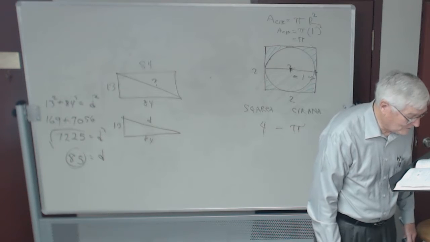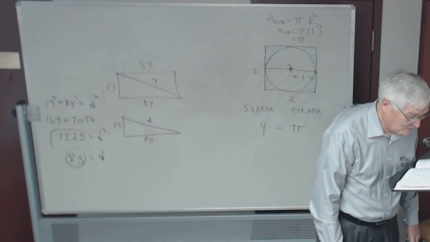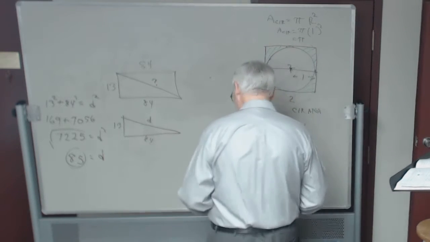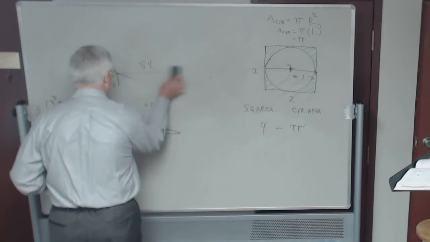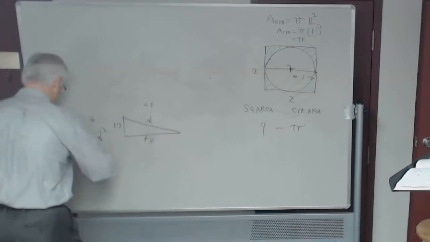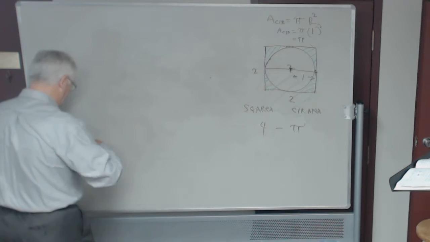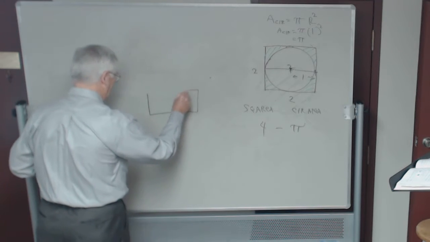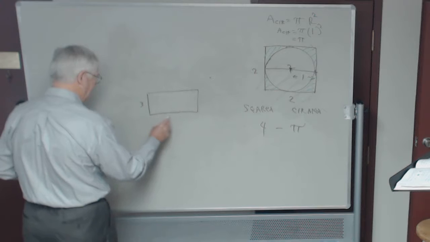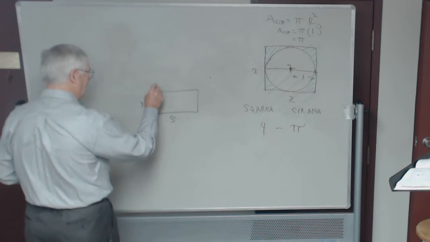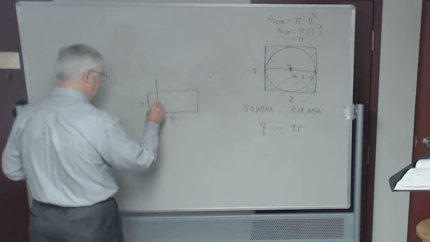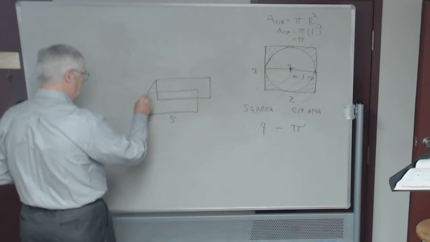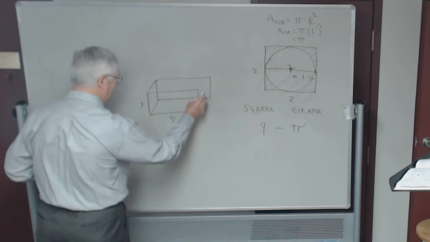Number 17. Find the total surface area of a rectangular box whose base is 3 feet wide and 5 feet long. All right, what do I have here? A rectangular box. The base is 3 feet wide and 5 feet long. This is 3 and this is 5. And I just draw another one up here, 3 and 5. Not a box yet, but it will be when I'm finished.